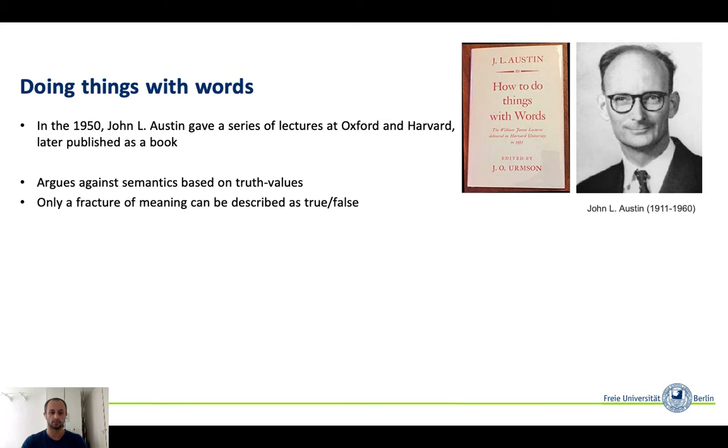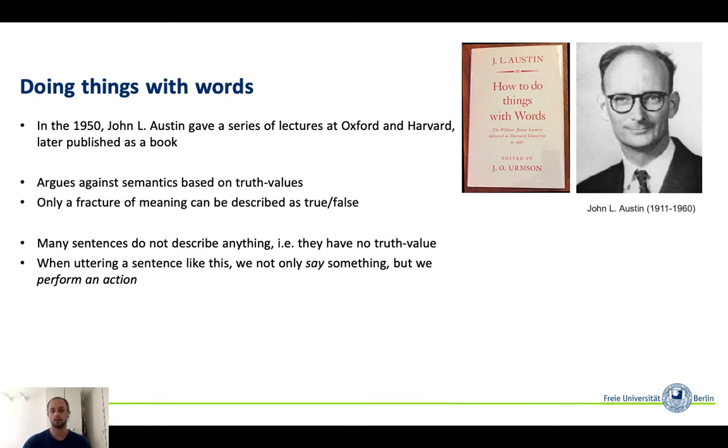In those lectures and in his book, Austin argues against semantics based only on truth values, because, as he argues, only very little meaning is actually describable in terms of truth and non-truth. He says that many sentences can not only say something which would be equivalent with having a truth value, but many sentences, and perhaps the majority of sentences, are actually meant to perform an action, not to describe the state of affairs.